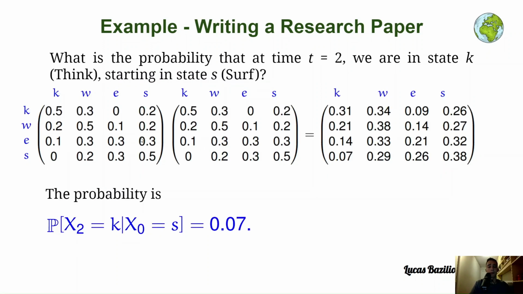Once we multiply the transition probability matrix P by itself, then we get P squared, and we only need to look at the position of the row S and column K, and this is going to be the probability that we want. This probability is 0.07. So essentially the probability of being at the state K at time 2, given that we know that at time 0 we were at the state S, is 0.07.